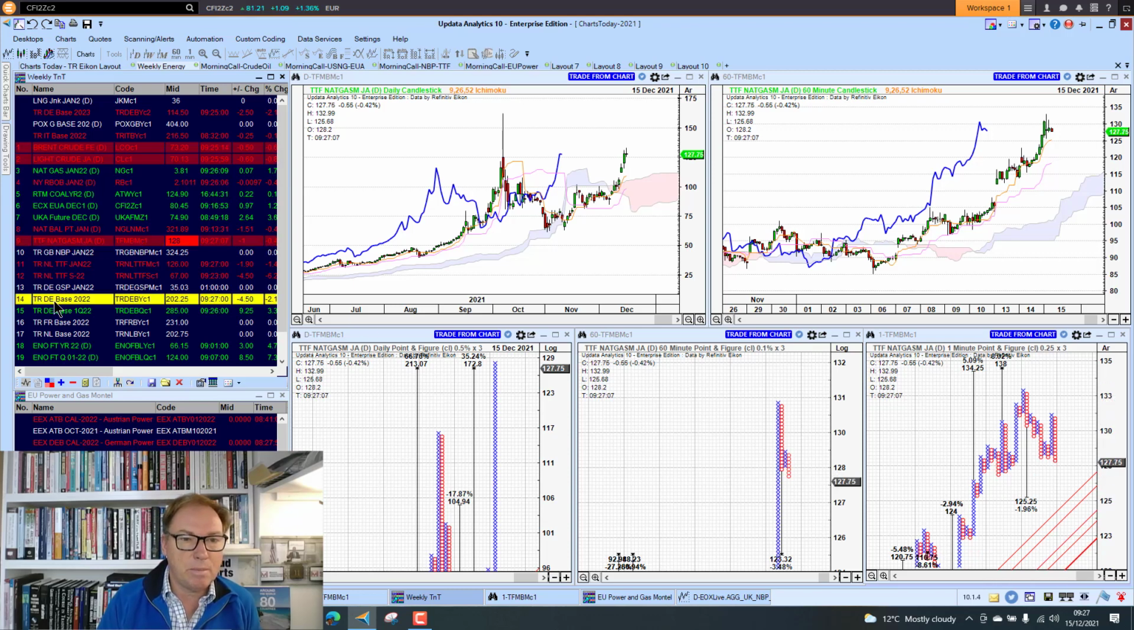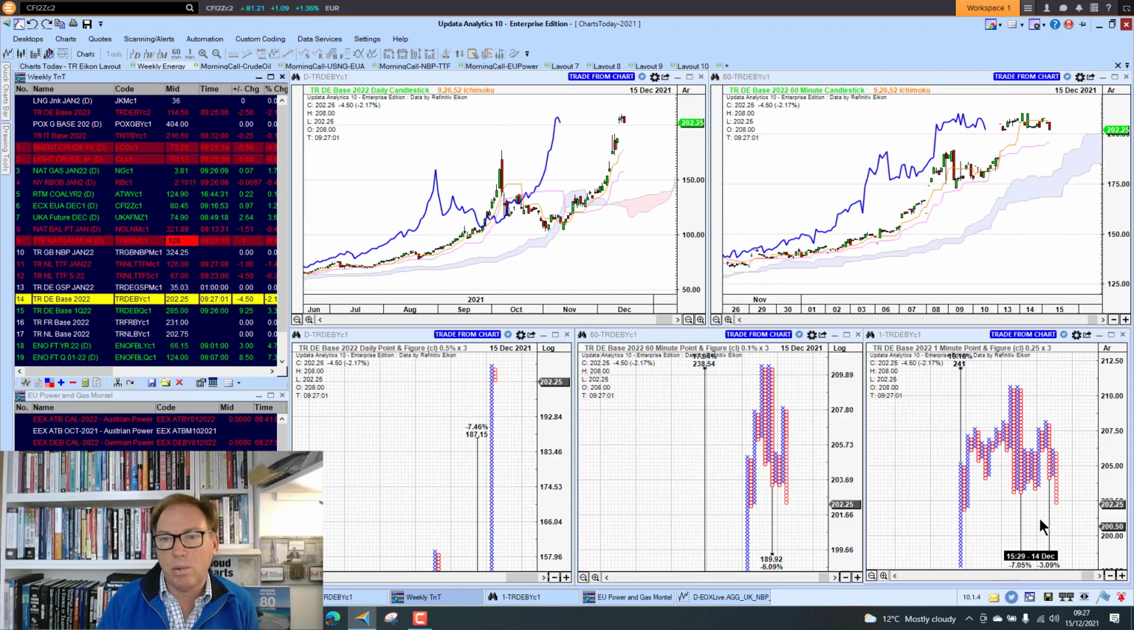Looking at German power, it's down 2% this morning, so the cal is pulling away there as well. Not enough really to change the situation there, but we are just seeing a bit of a pullback.